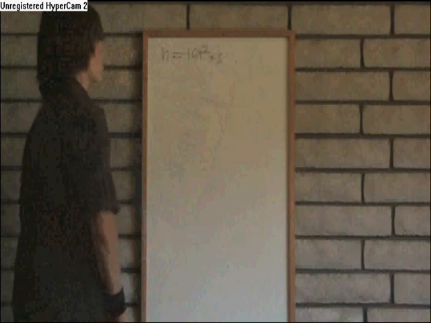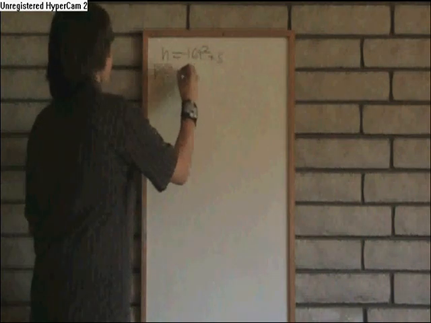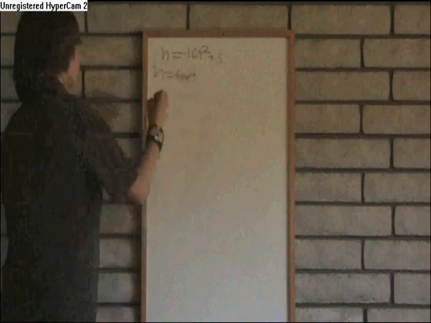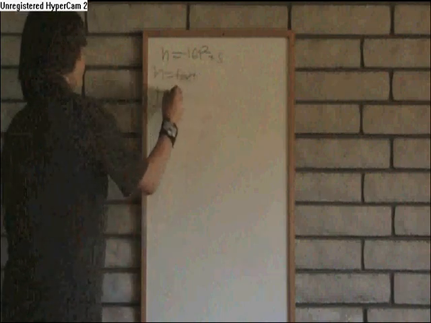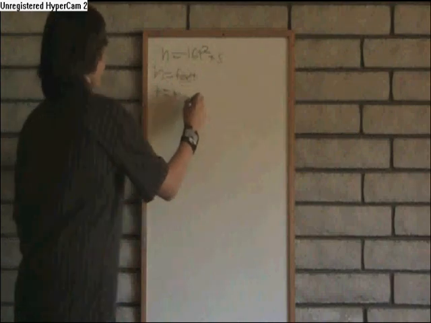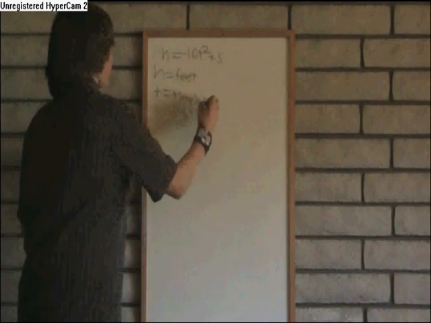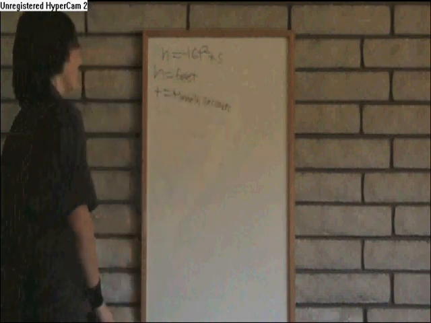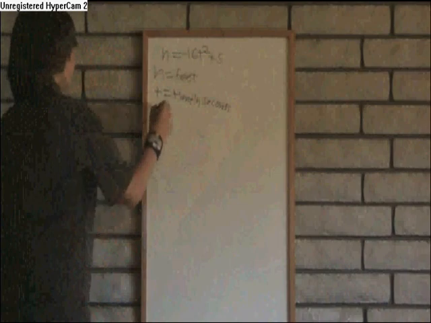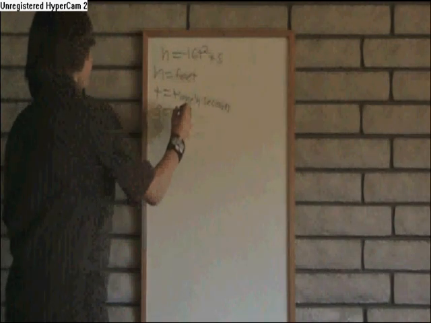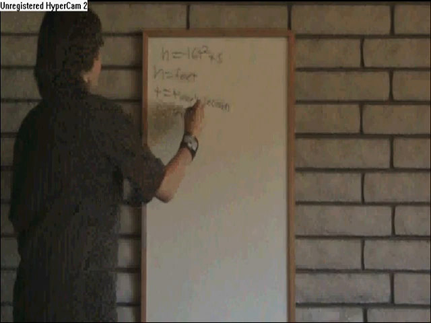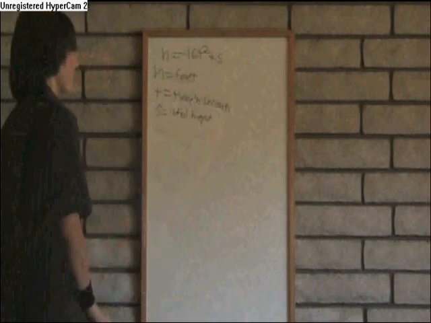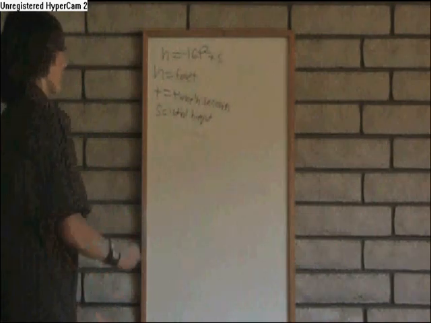In this formula, h is measured in feet. T is the number of seconds. And s is the initial height from which the object, or in this case, Cody, was dropped. And 16 is a constant number.